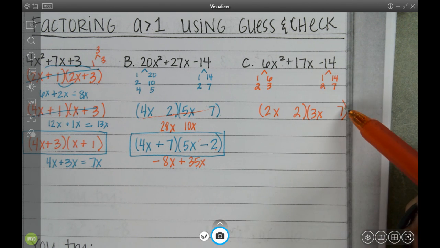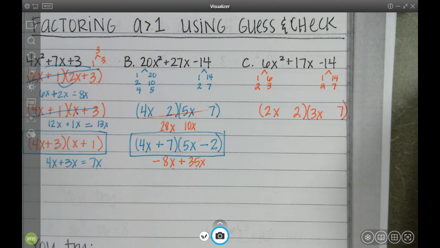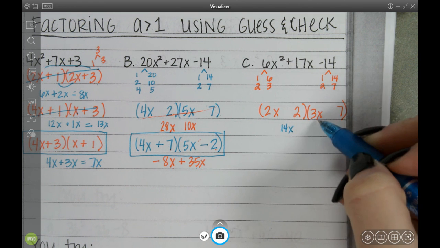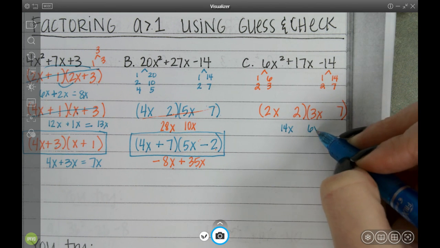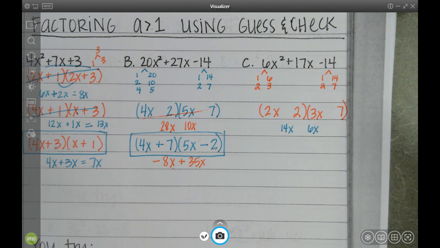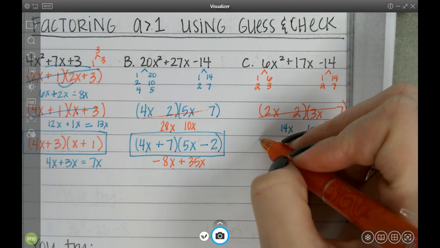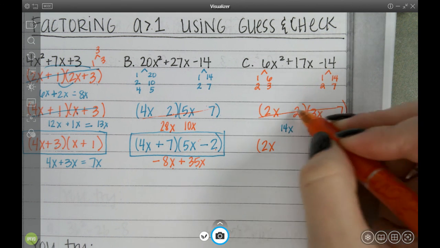So 2x times 7 is a 14x. 2 times 3x is 6x. If I subtract those, I'm either going to get a positive 8 or a negative 8, right? There's no way to get 17. Okay, so that one's not going to be the right one. So I'm going to switch my 2 and 7.